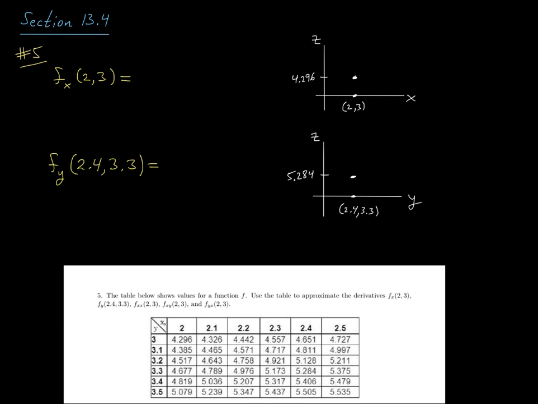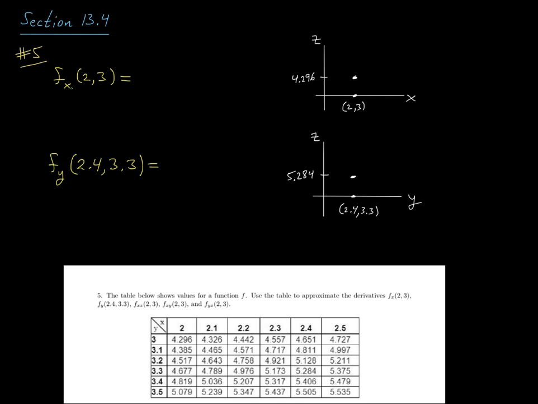Now, as far as reading the table, notice this row here refers to the x inputs, so 2, 2.1, 2.2, these numbers refer to x, and then this column here is referring to the y. So for example, if I'm looking at fx at (2, 3), the function value at (2, 3) would be right here. It would be our 4.296. So here is the idea.